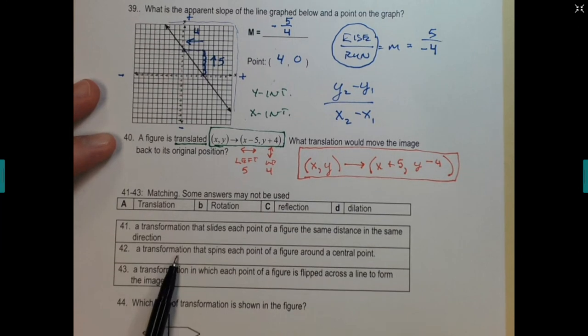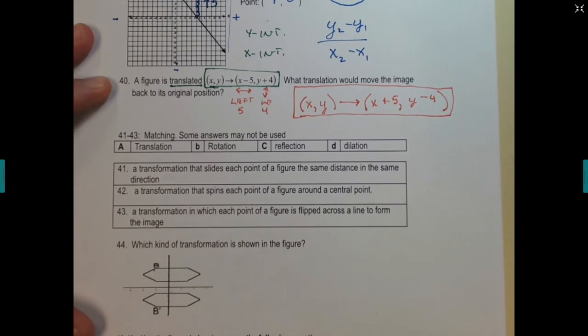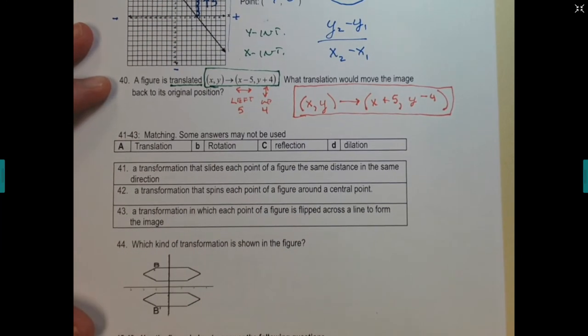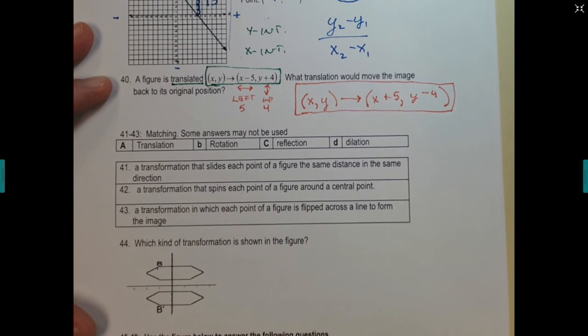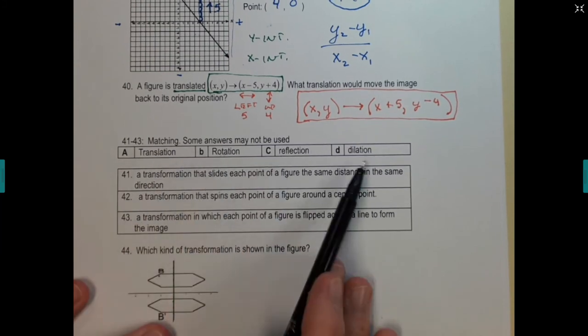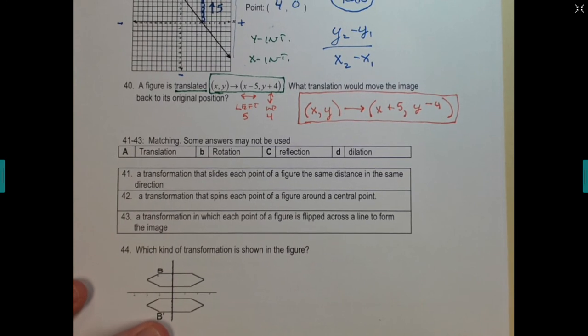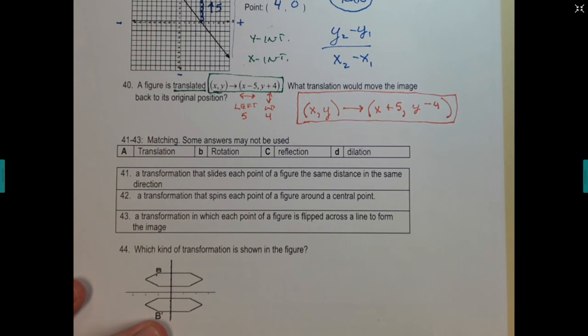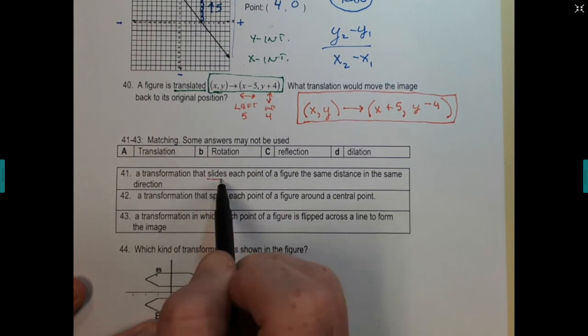All right, so here we got some simple matching. We should be able to do this nice and quick here. Carolyn, I need your help. I know you almost get to class before everybody else, but I need your help, Carolyn. Yes. 41 says a transformation that slides each point of a figure the same distance in the same direction. Is that a translation, rotation, reflection? Which one slides?